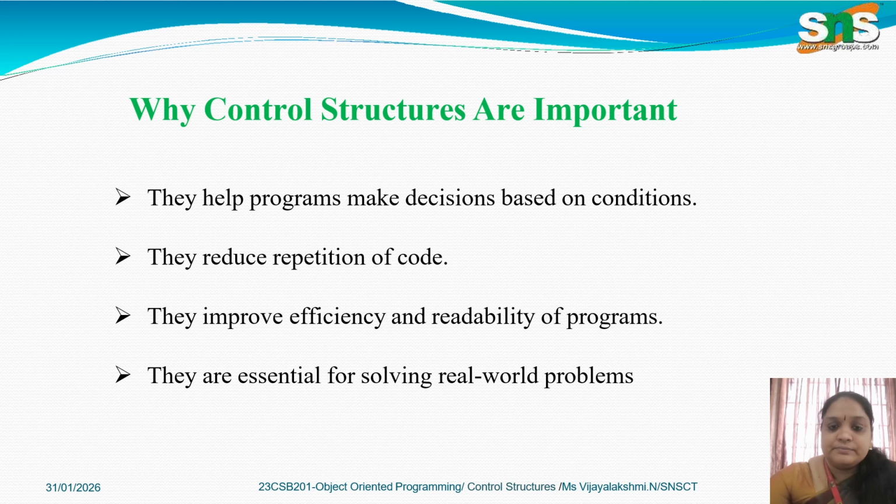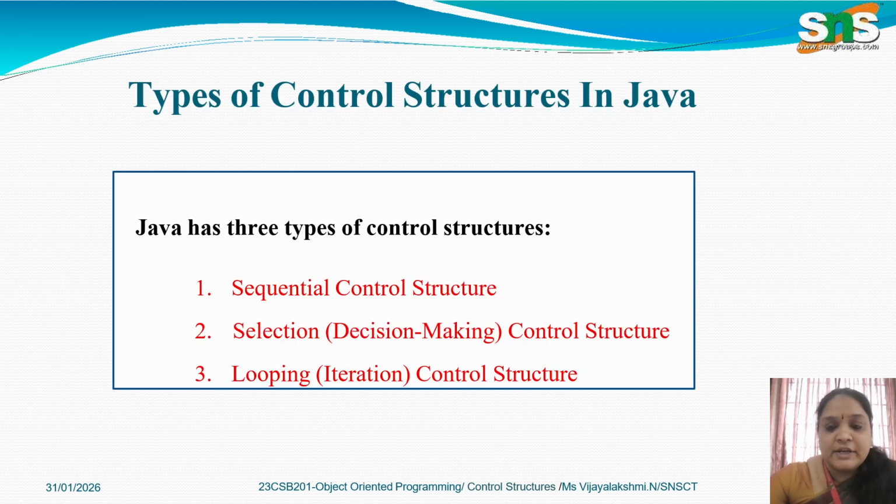And the next one is why we need control structure. As I said, we may have certain situations to take decisions. So for that we will use control structure, and certain code cannot be repeated in a program. To reduce the amount of code, we can use control structure. To improve the efficiency and readability of the code, we are using control structure. And the last one is, it is actually very important to solve complex problems or any kind of real world problems. This is the need of control structure.